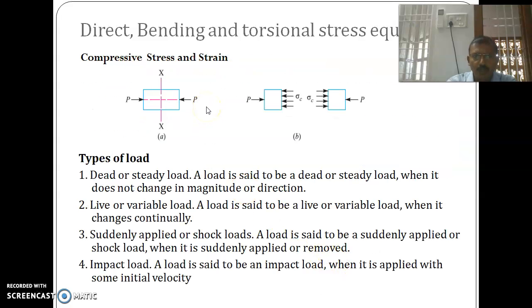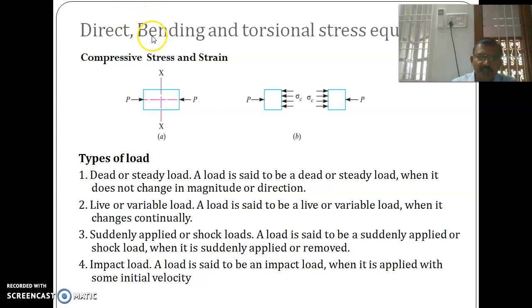Then compressive load. Compressive stress is the stress the material offers against deformation, that is, against compression, when it is subjected to a compressive load. That stress is called compressive stress, sigma c. P is the compressive force and A is the area of cross section perpendicular to the axis. So compressive stress is also calculated using the formula sigma equal to P by A, load by area. But there are many different types of stresses available.